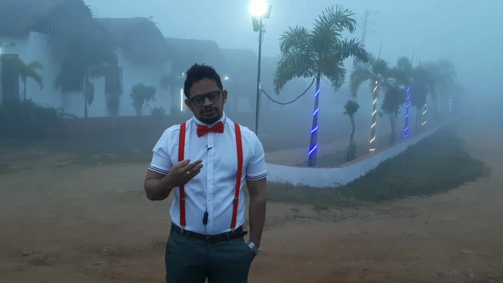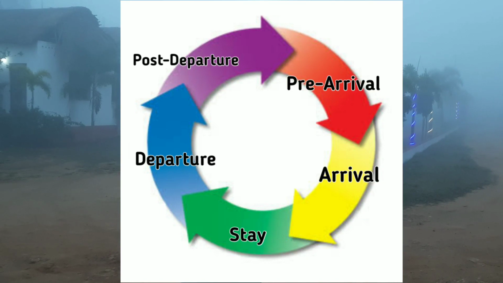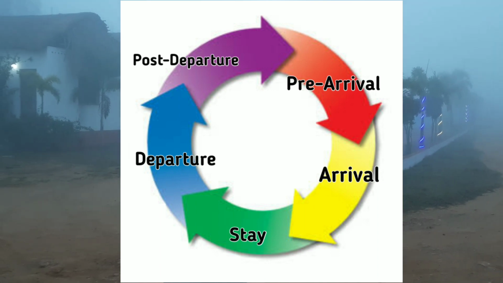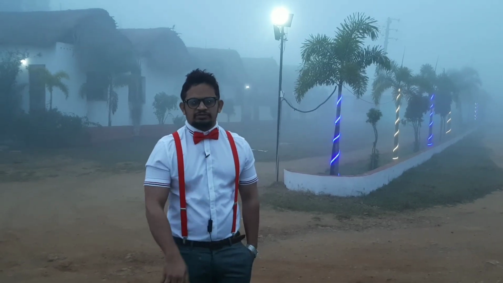Apart from these three stages, there are two other stages. Before arrival, there is a stage called pre-arrival, where pre means before. And after departure, there is one more stage called post-departure. So post means after departure. So totally there are 5 stages. I repeat once: pre-arrival, arrival, and staying or occupied. And the fourth one is departure, and the fifth one is post-departure.